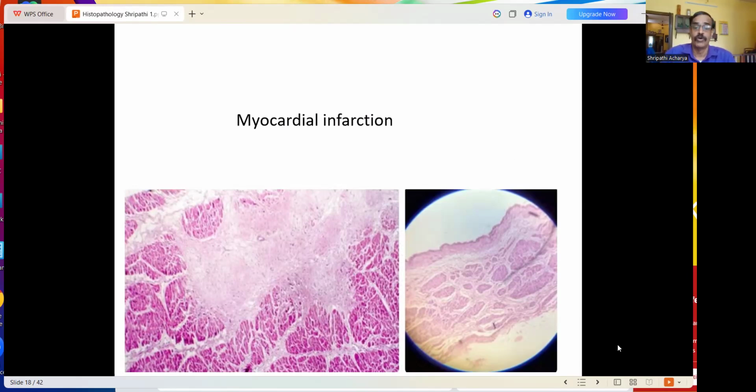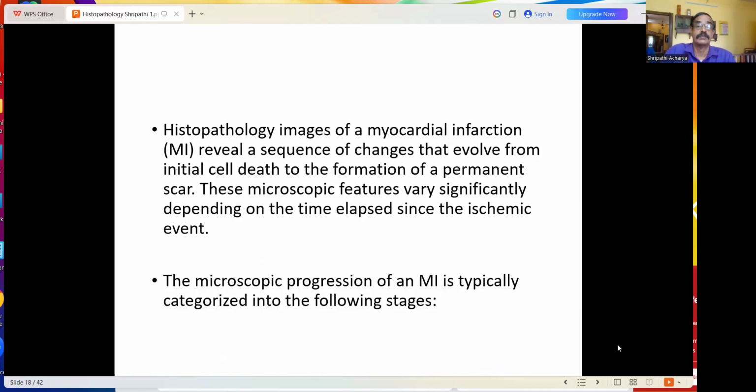Case of myocardium. Histopathology images of myocardial infarction (MI) reveal a sequence of changes that evolve from initial cell death to the formation of a permanent scar. These microscopic features vary significantly depending on the time elapsed since the ischemic event.